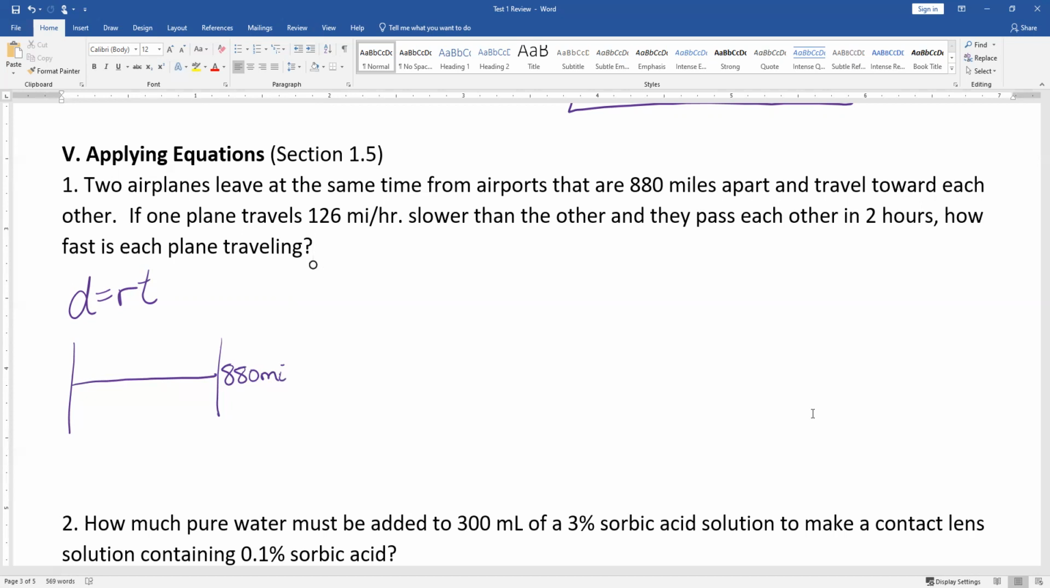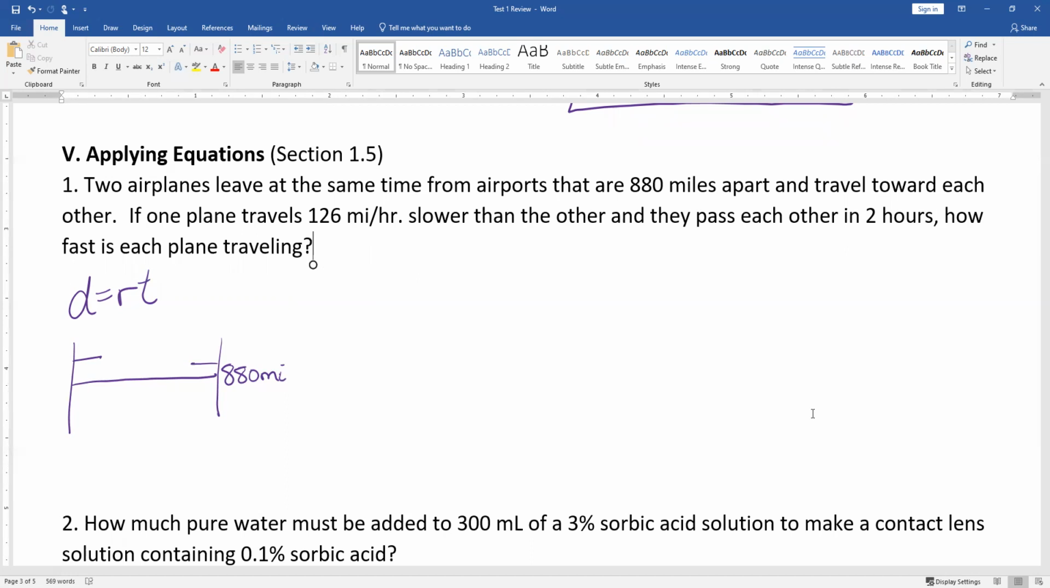I'm going to change colors. I've got one coming from this airport and one coming from this airport, and they're both headed towards each other. If one plane travels 126 miles per hour slower than the other, and they pass each other in 2 hours, how fast is each plane traveling?